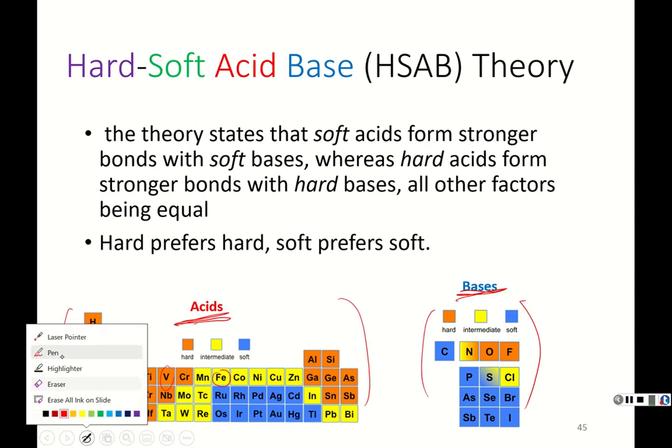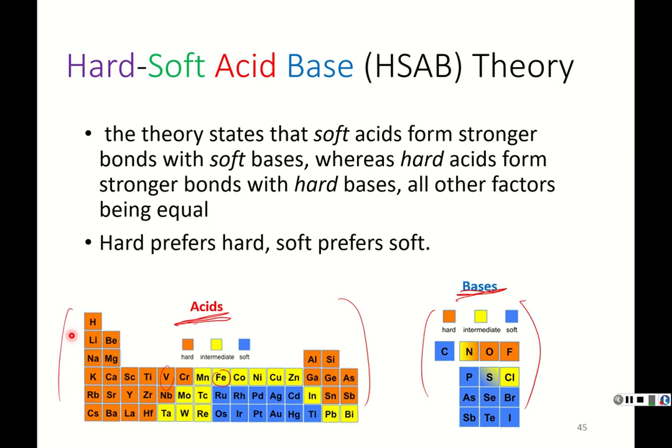Okay. So that being said, what is the hard-soft acid-base theory? Well, the theory states that soft acids are going to form stronger bonds with soft bases, and hard acids form stronger bonds with hard bases. So if you have a soft acid, it's going to form a stronger bond with a soft base. If you have a hard acid, it forms a stronger bond with a hard base. So hopefully that should be pretty easy to remember. Okay. Hard prefers hard, soft prefers soft.